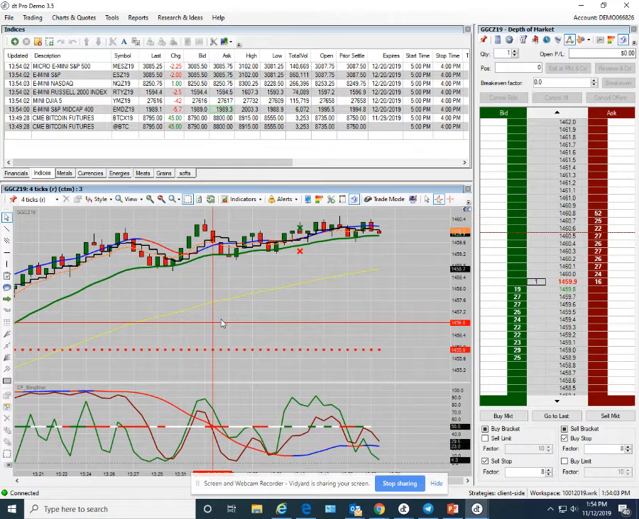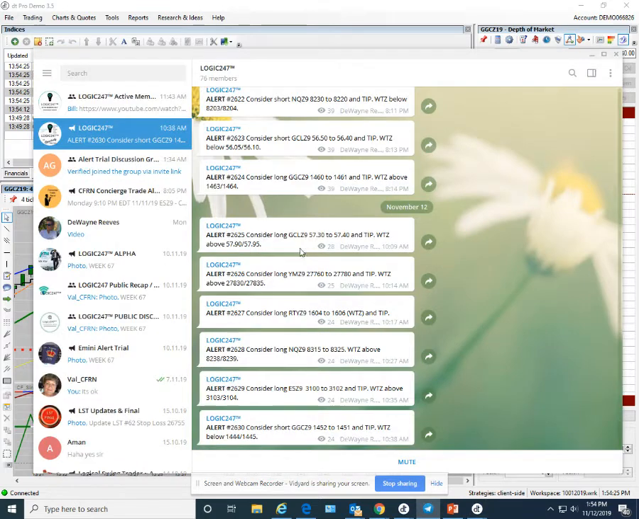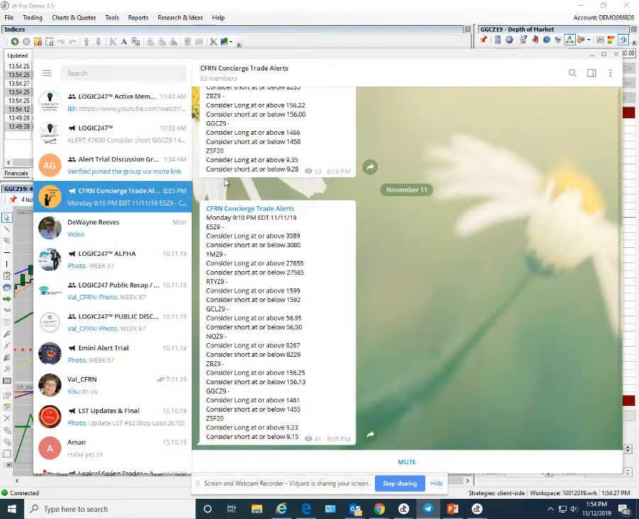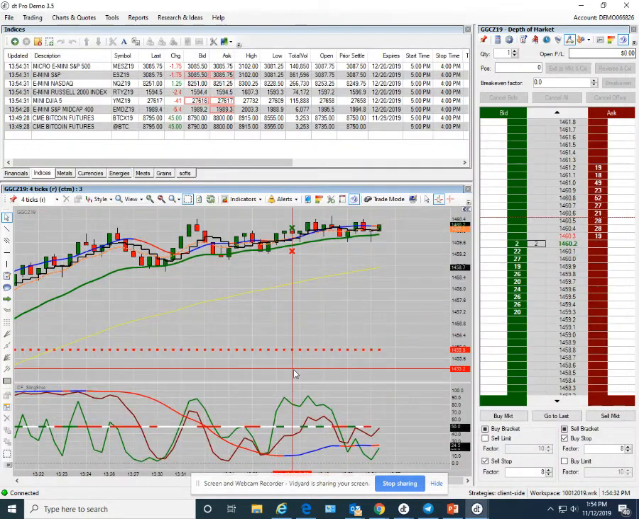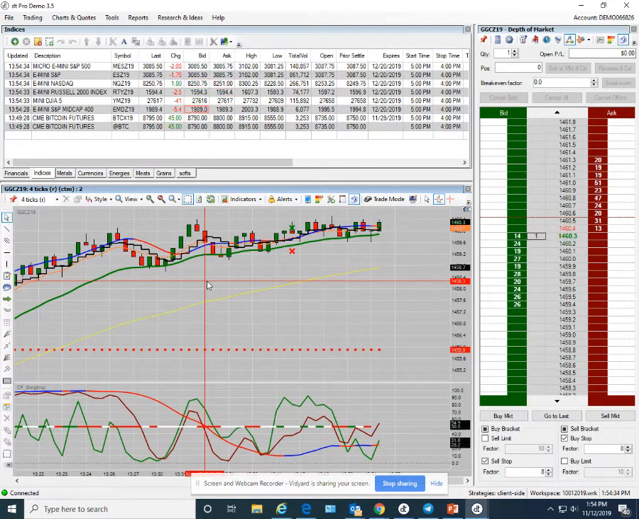Okay, so my role is I support the platform, the indicator set. If you decide you're going to be a CFRN member and you're going to use the dtPro trading platform, I support the brokerage side of it too. If it's anything relative or sensitive to what's going on with the CFRN website and the videos and maybe the Logic 247 and the concierge trade alerts, anything centered around that stuff, you would reach out to CFRN directly.